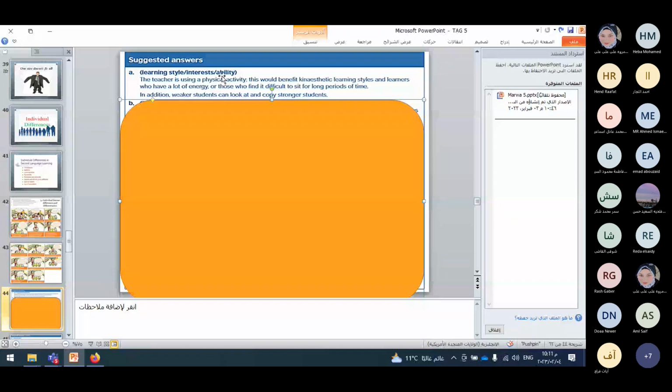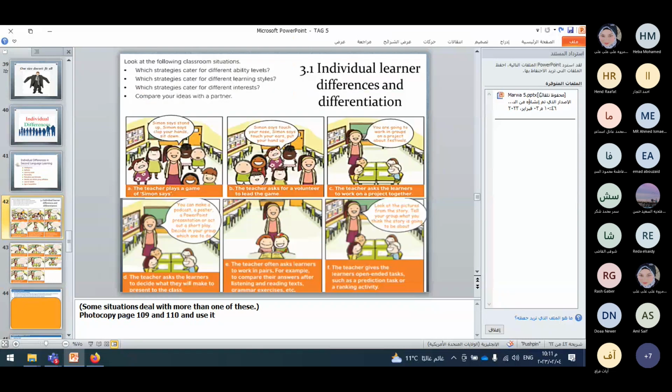Okay, let's look at number 2. I'll read it for you and you answer me if it caters for ability levels, learning styles, interests. So here, Simon says, touch your nose. Simon says, touch your ears. Put your hands up. It's again the same activity, but let's see what strategies the teacher concentrates on here. The teacher asks for a volunteer to lead the group.